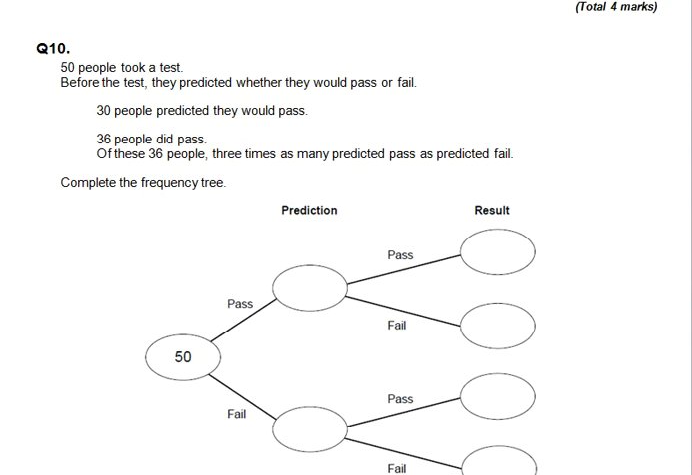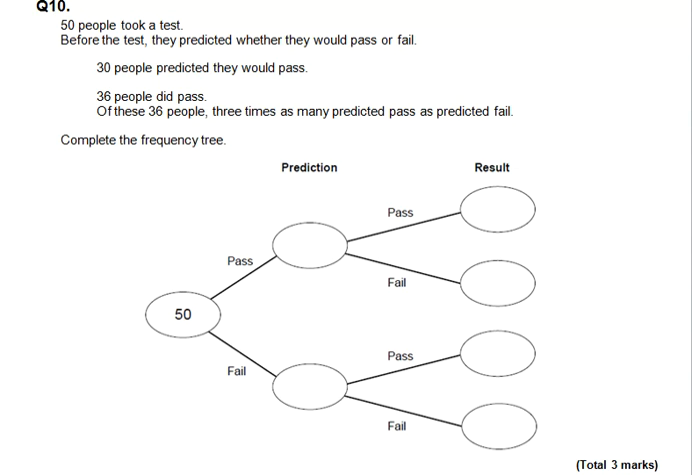Okay, question 10. 50 people took a test. 30 people predicted they would pass. Now remember that in this frequency tree, the number here and here must add together to give 50. So first of all, 30 hopefully becomes pretty obvious that they pass, and which means that this must be 20 because 30 plus 20 makes 50.